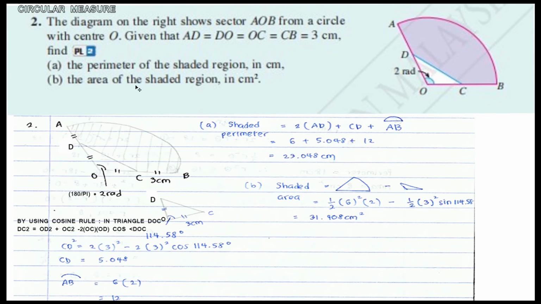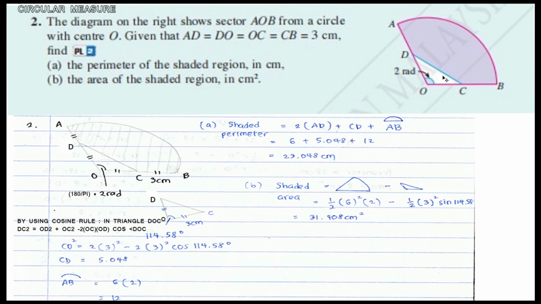Now part B, the area of the shaded region in centimeter square. Now in order to find the area of the shaded region, you can find out the area of the whole sector minus the area of the triangle. Area of the whole sector already is known because the radius is known and the angle is known. You can substitute the formula, half r square theta. R is 6 and theta is 2 radians minus this triangle.